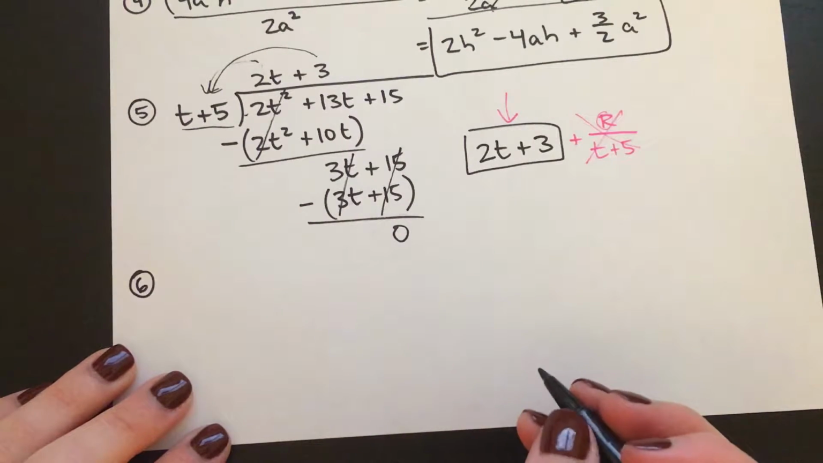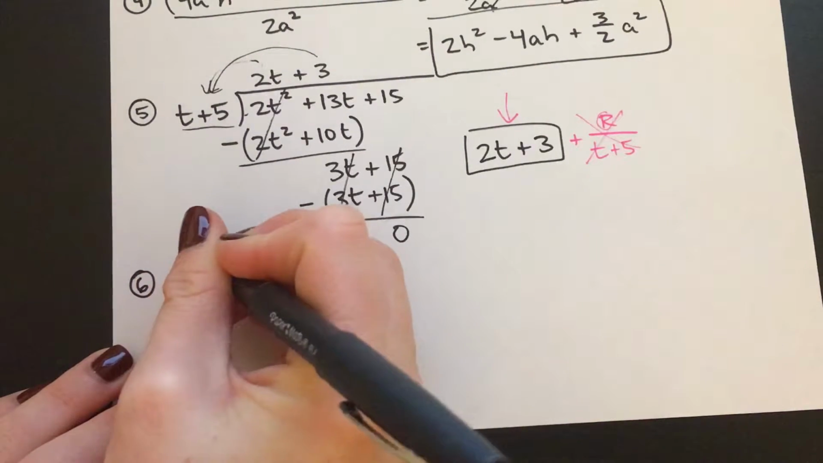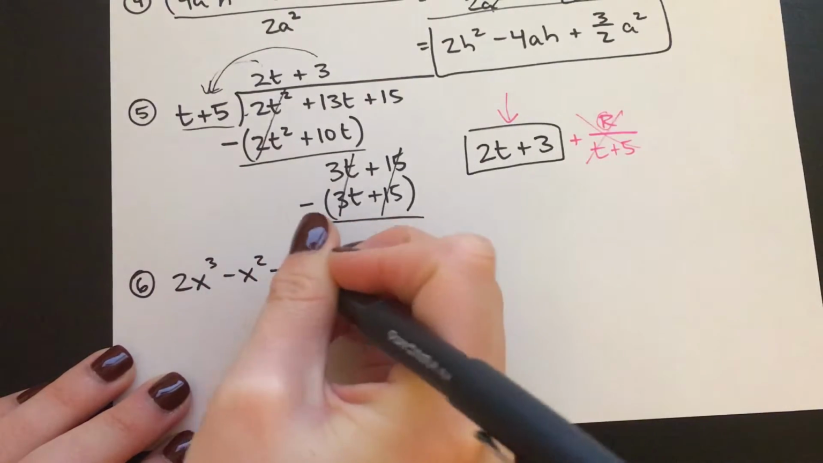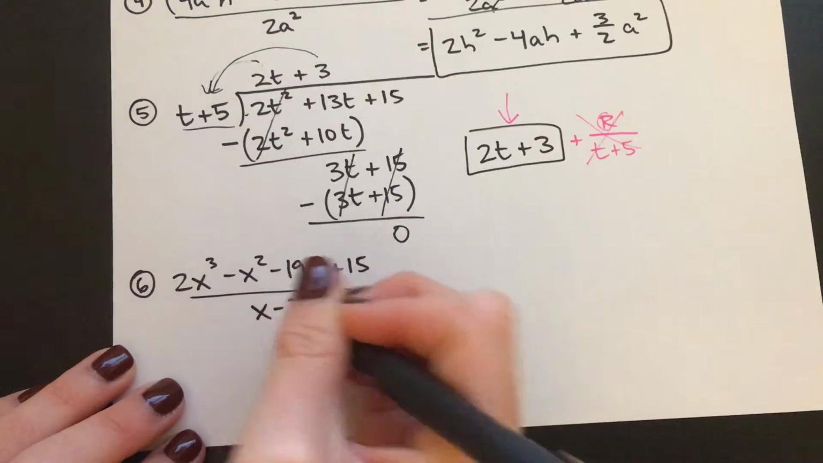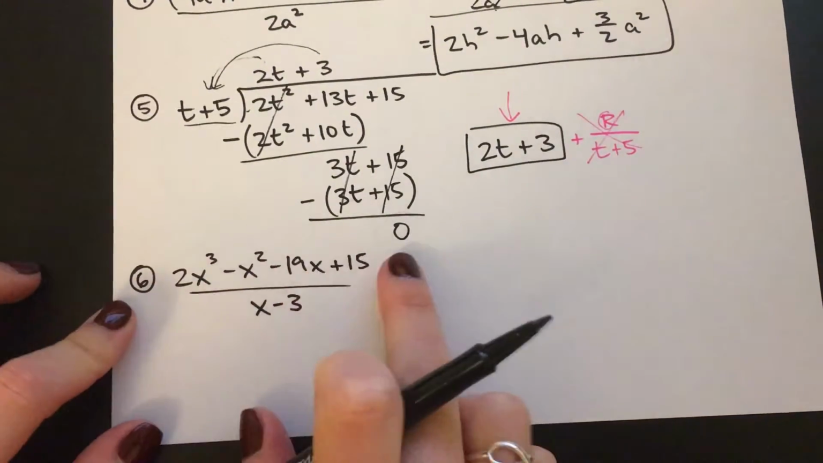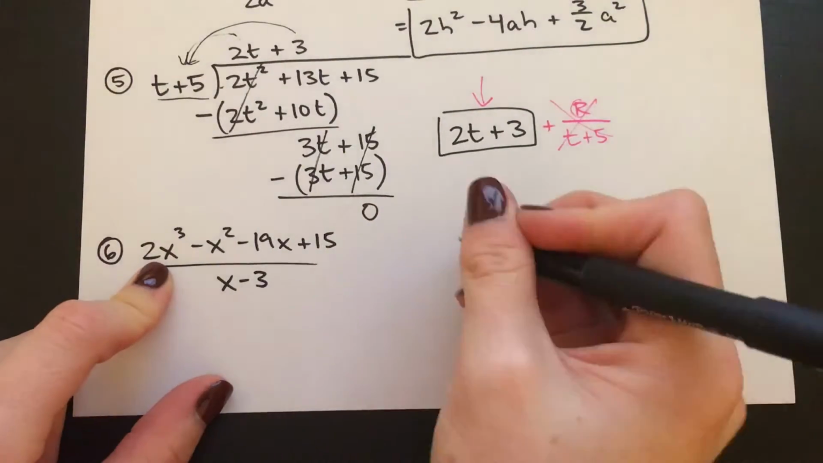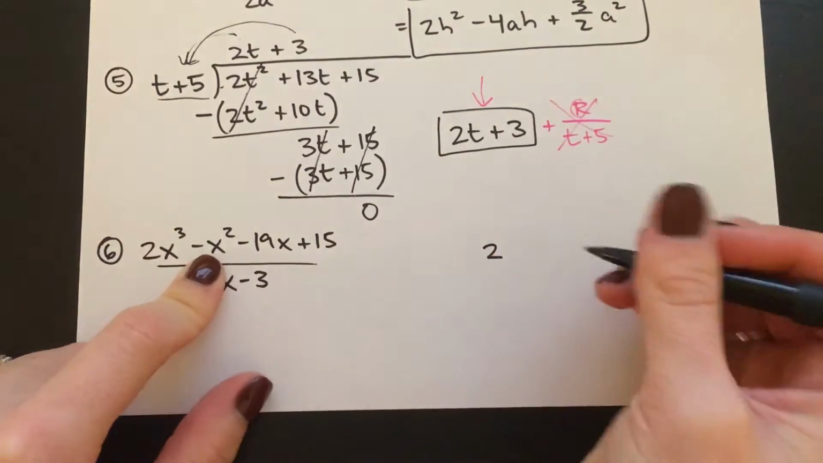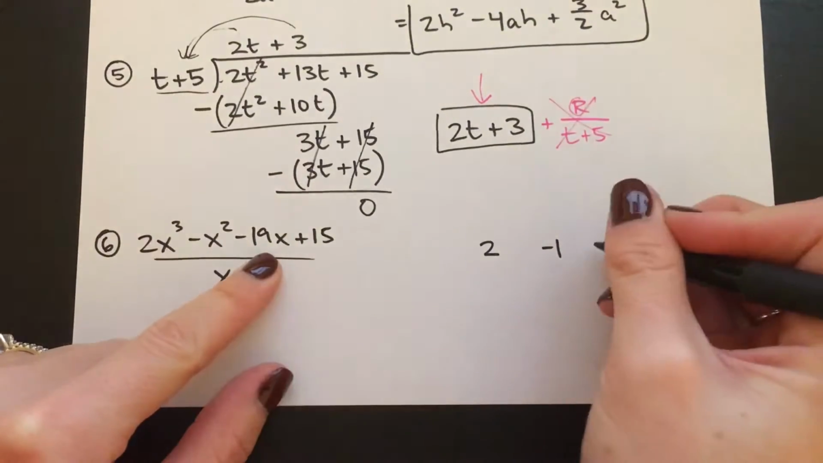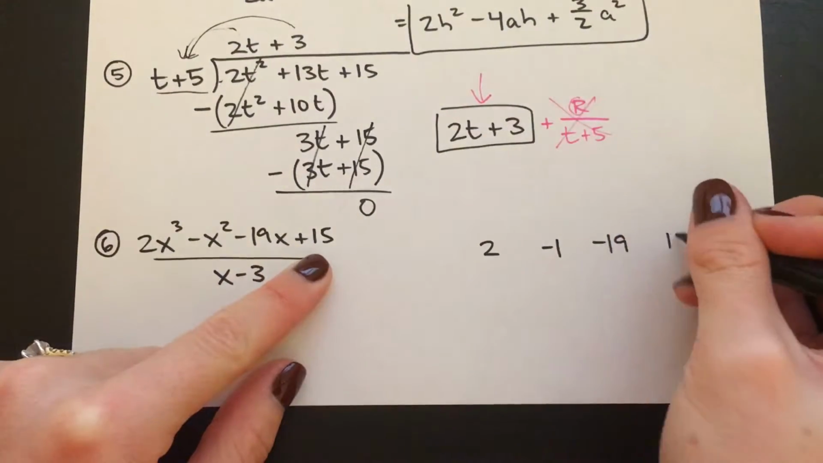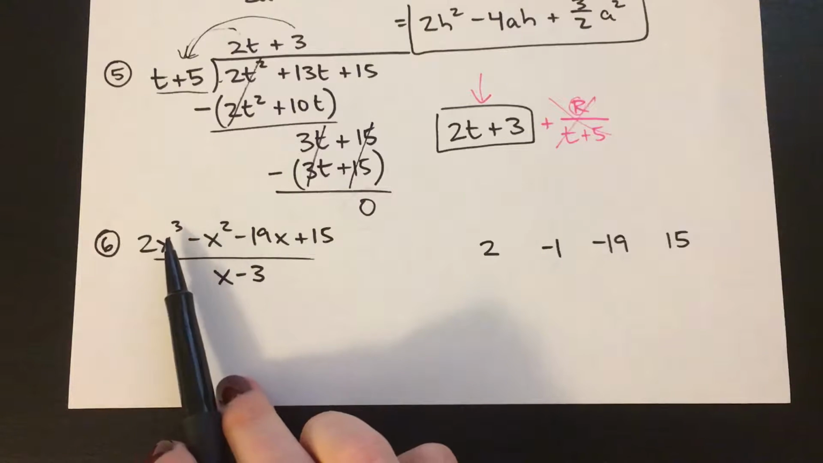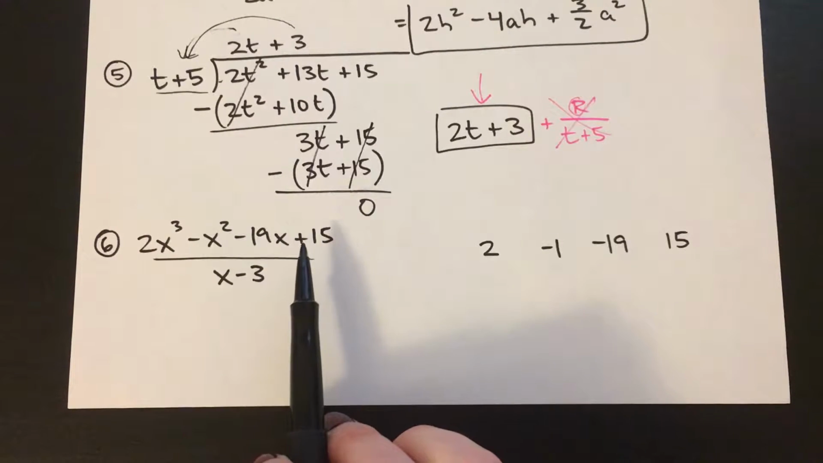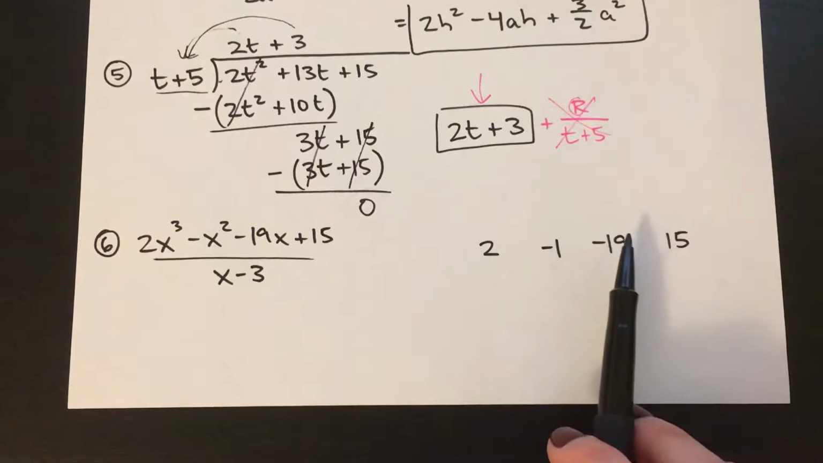So this one, I'm going to write out the full problem first so you can see it. Okay, and then we are dividing it by x minus 3. So we take this thing, whatever we're dividing, and we're going to line up all the coefficients. So first coefficient is 2. Next coefficient on this term is a -1. This coefficient is a -19. And the constant is 15. If you're missing anything, you have to put a 0 in place. But we're not missing anything here because we go right from the third power to the second power to the first power to the constant.